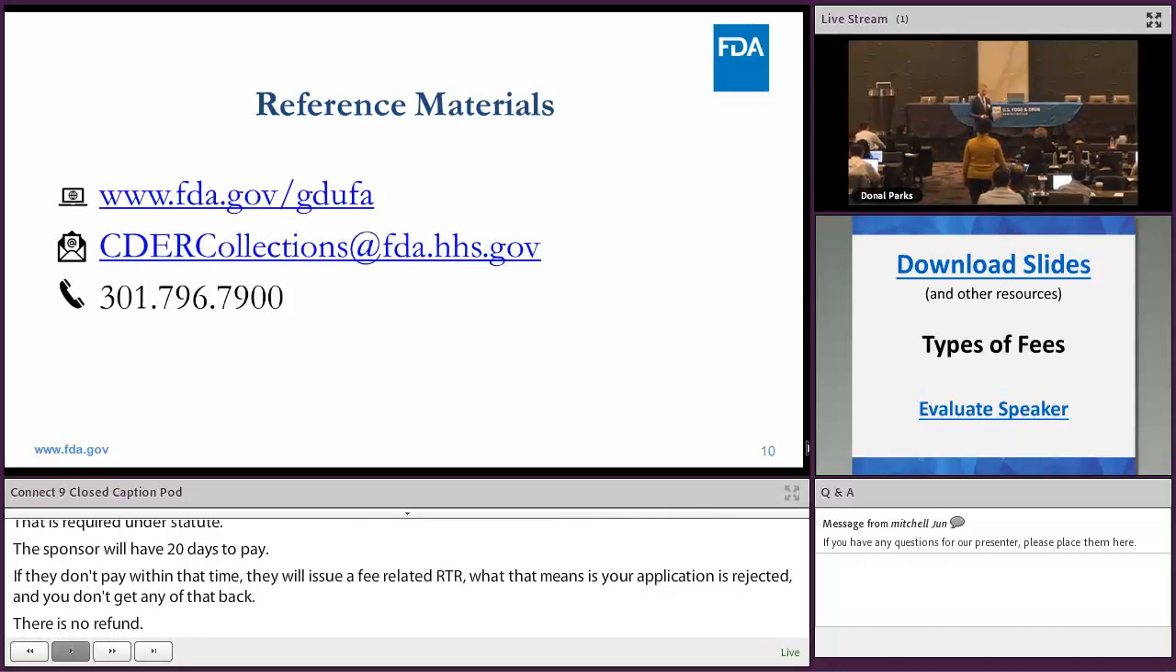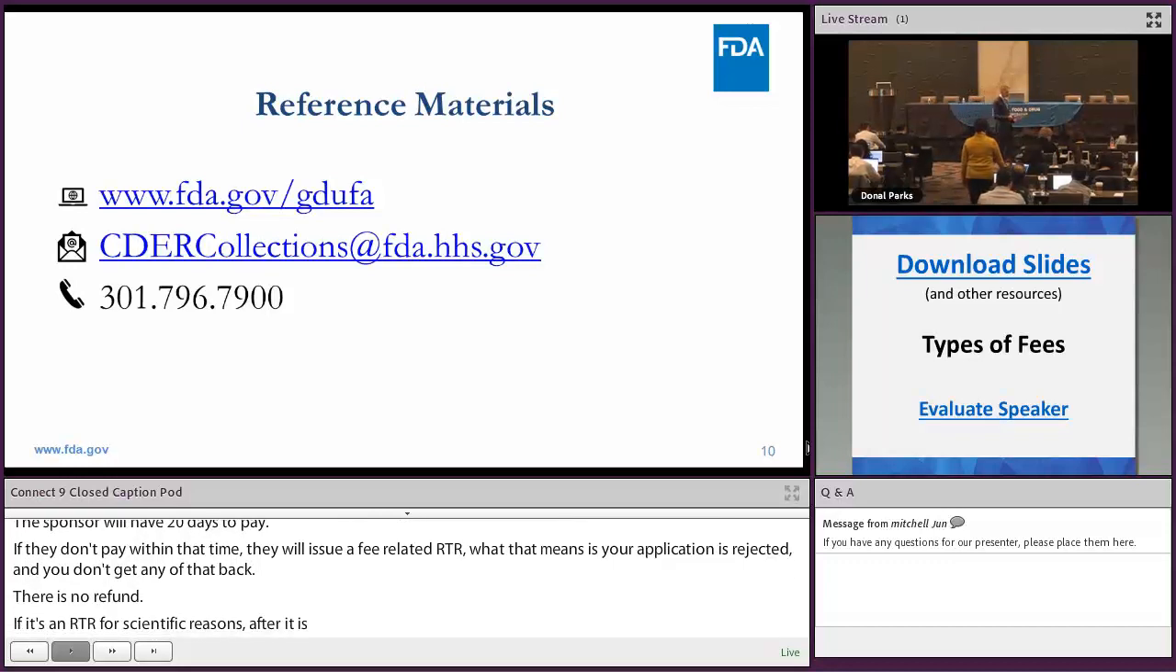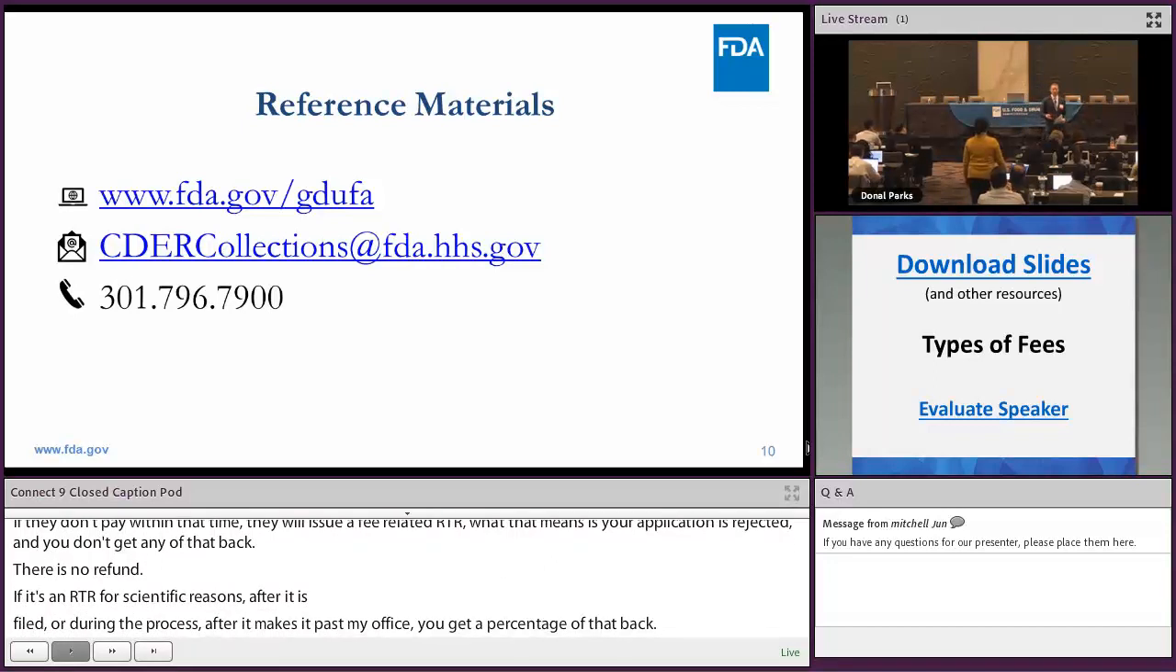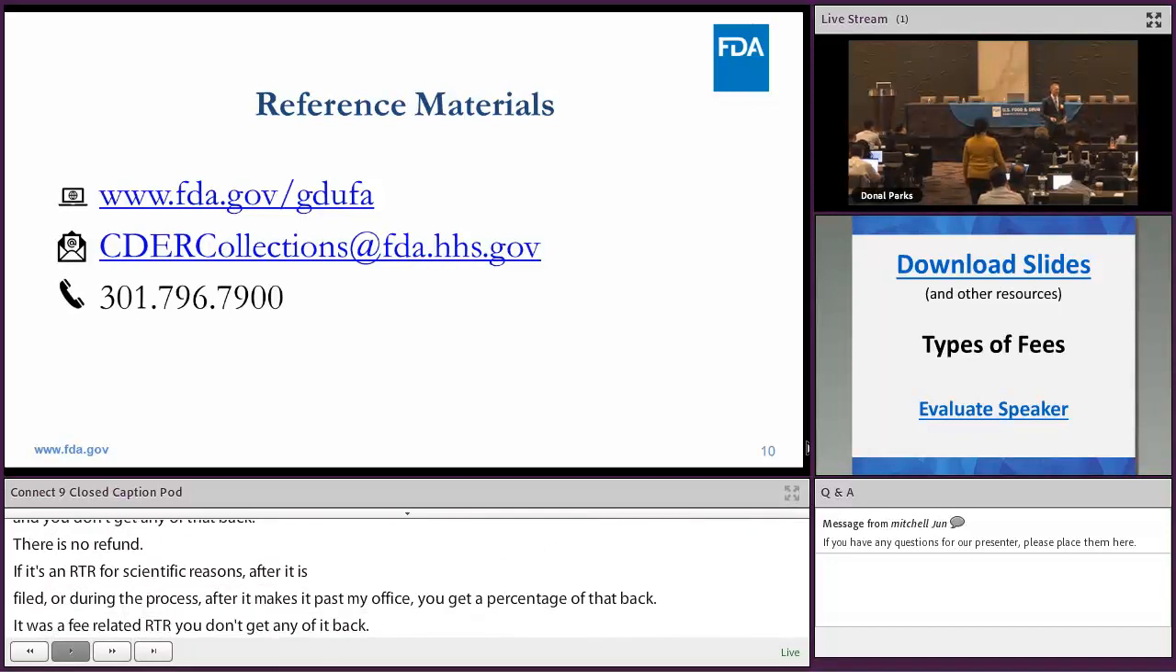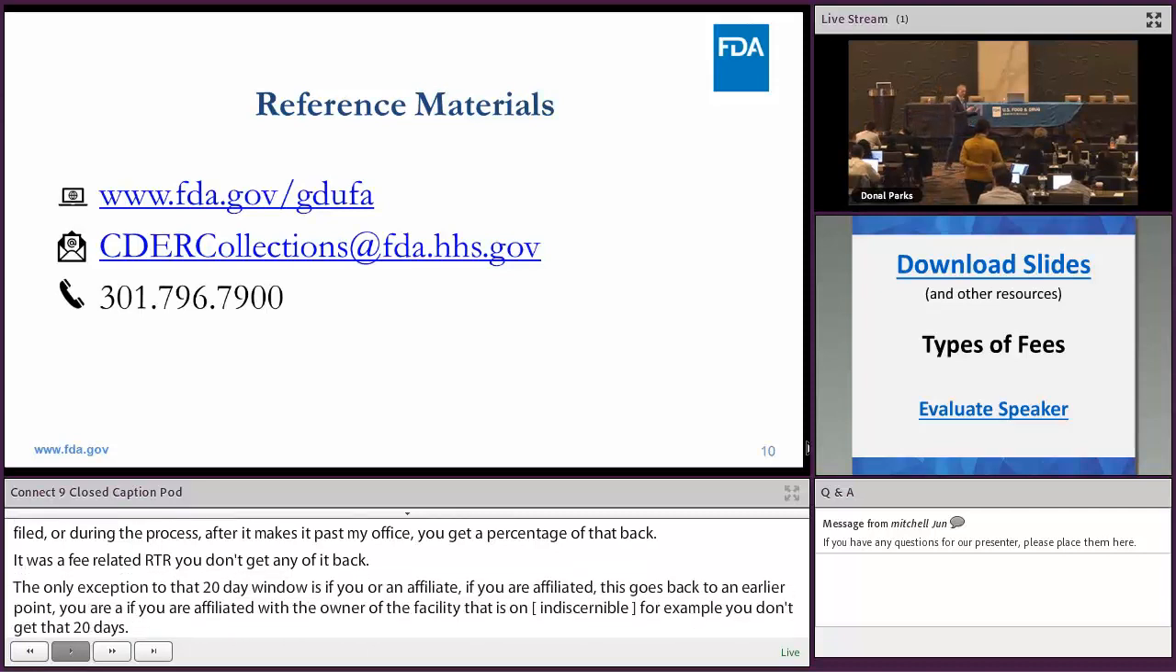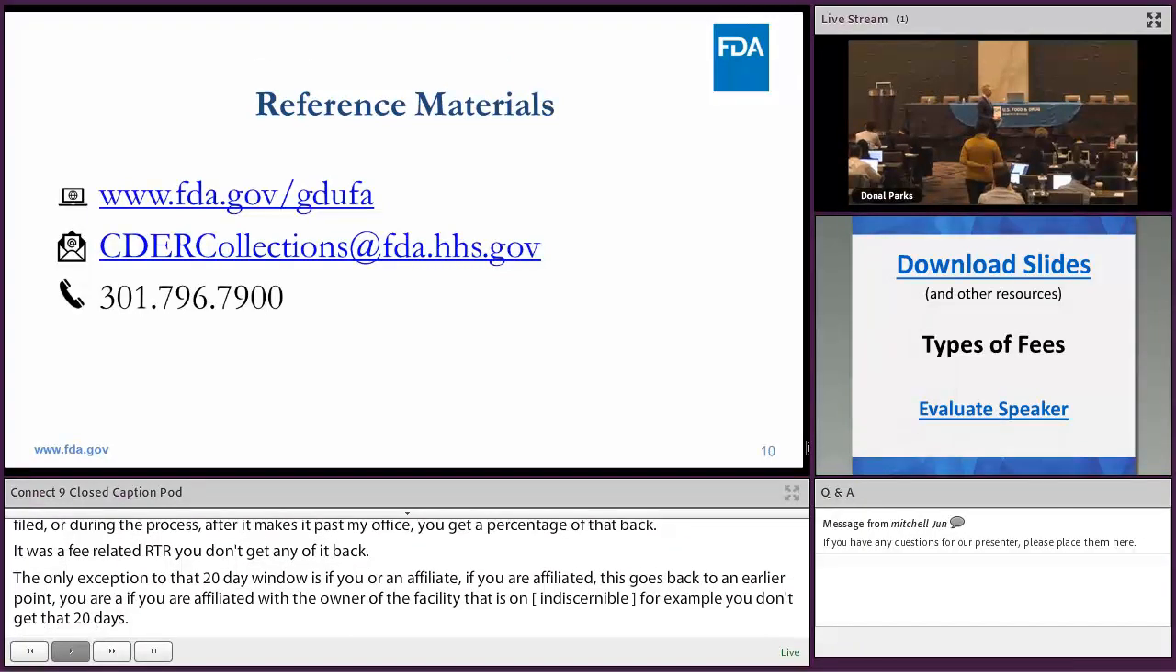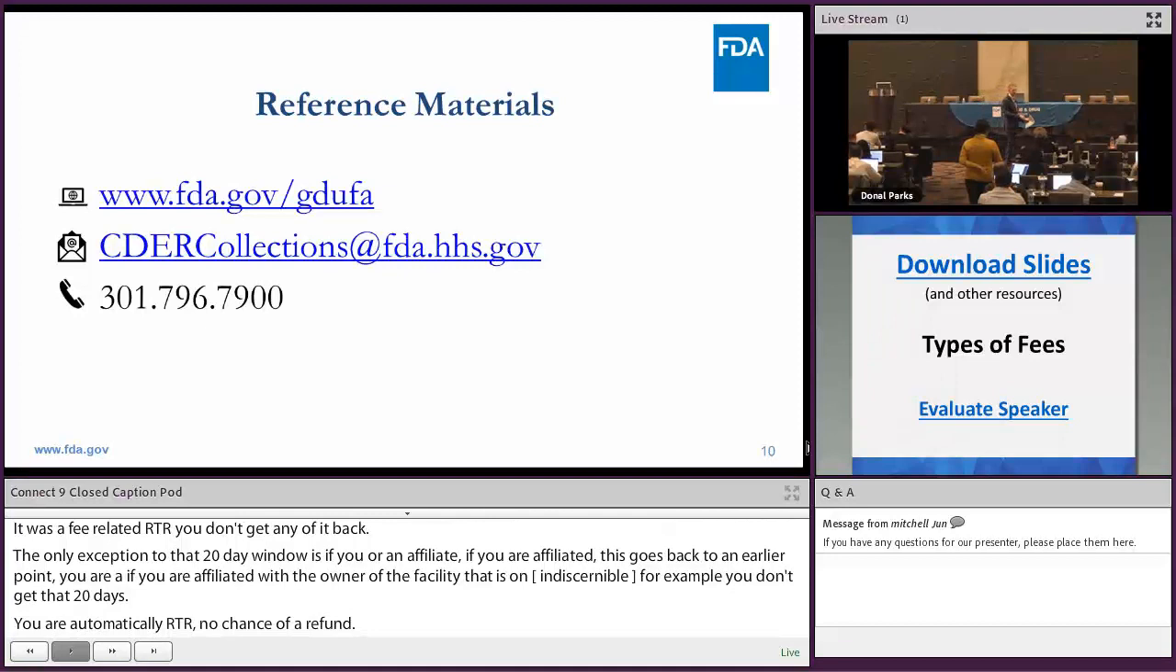So the only exception to that 20-day window is if you or an affiliate are on the arrears list. So if you're affiliated with, this goes back to one of the points earlier, if you're affiliated with the owner of a facility that's on the arrears list, for example, you don't get that 20 days. You're automatically and immediately RTR'd, no chance of getting a refund. So this is where it's also important to make sure that the facilities you have referenced in your applications are right, make sure they're paid, make sure you're not affiliated with somebody who is on the arrears list.